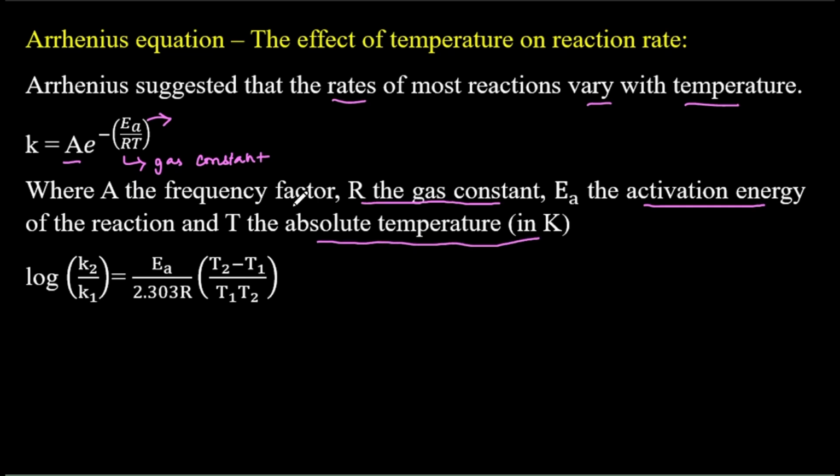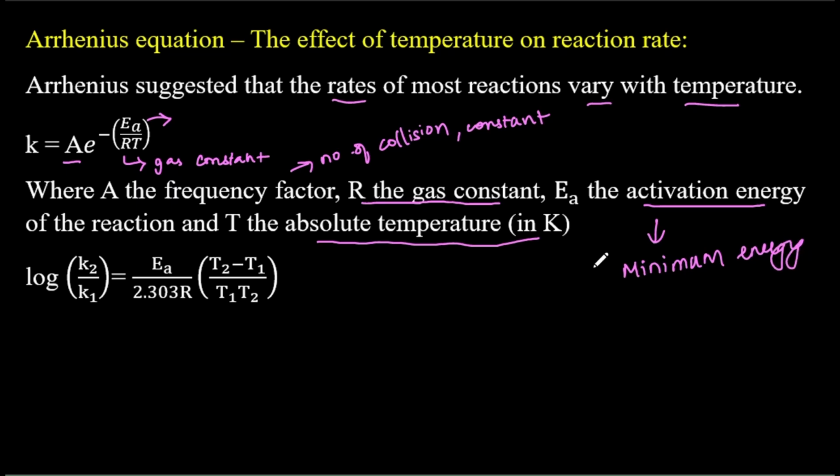So what is this frequency factor? The frequency factor tells about the number of effective collisions that happen between the reactants to produce the product. So this frequency factor is a constant value. And what is this activation energy? Activation energy is the minimum energy a reactant should have to complete the reaction.